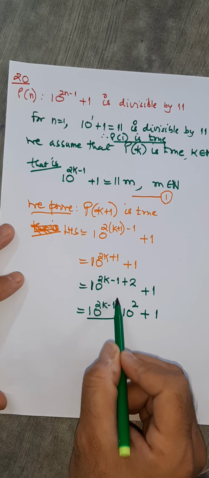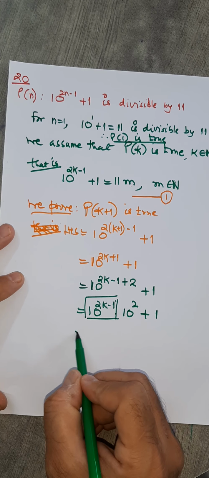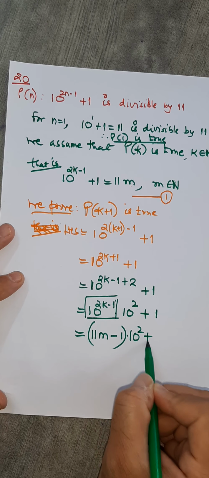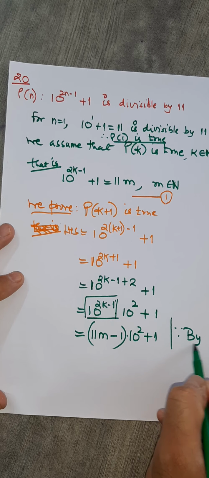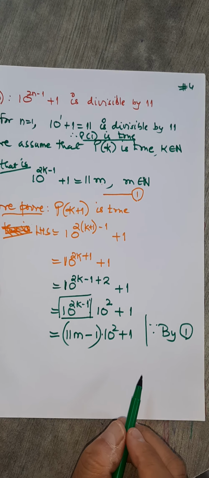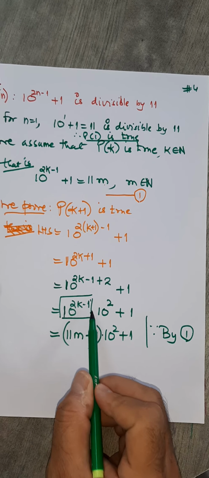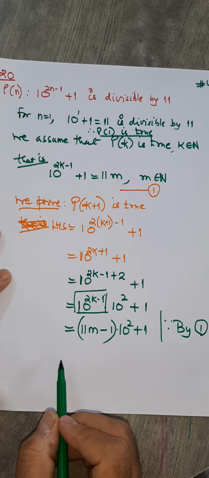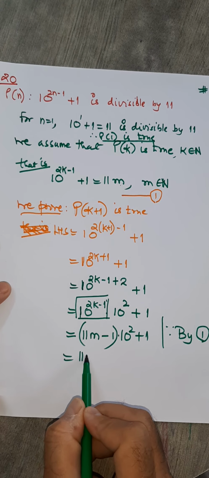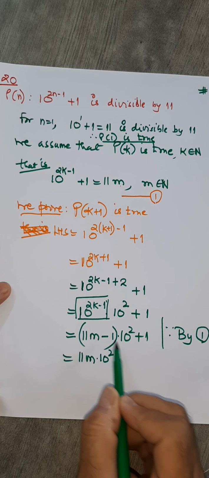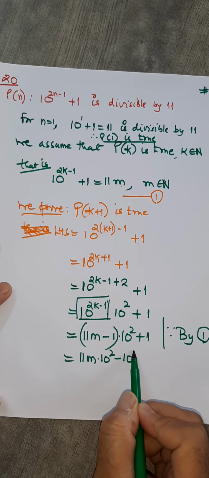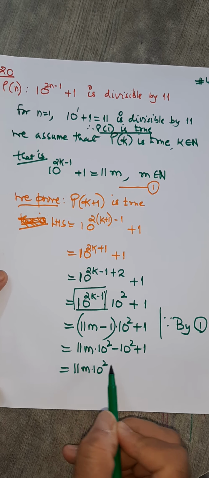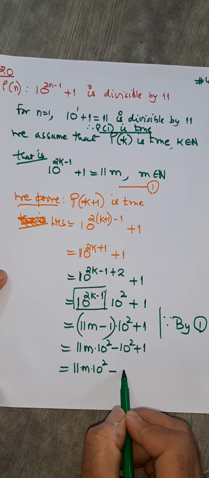Now this much you know by equation 1. What is that? By 1, it is 11m minus 1. 10 raised to 2k minus 1, I wrote 11m minus 1. So here you have 11m into 10 squared minus this 10 squared plus 1. So 11 into m into 10 squared, which is 100. This is 99 plus 1, so minus 99.